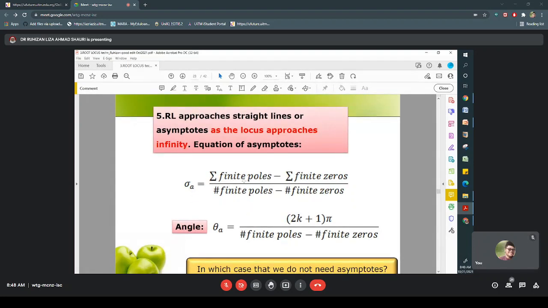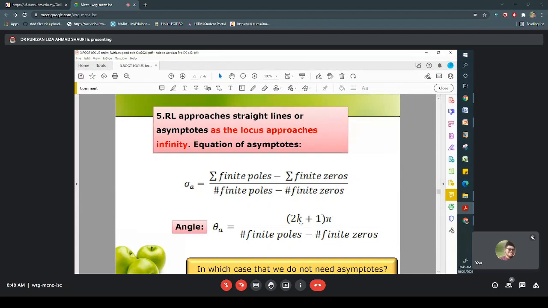You just sum all the points of your poles, minus the sum of all your zeros, if available. Then you divide by the number of poles minus the number of zeros, and then you'll get your point. For the angle, it is just (2k plus 1) pi. (2k plus 1) pi is an odd multiple. Why? Because k is 0, 1, 2, 3, and so on.